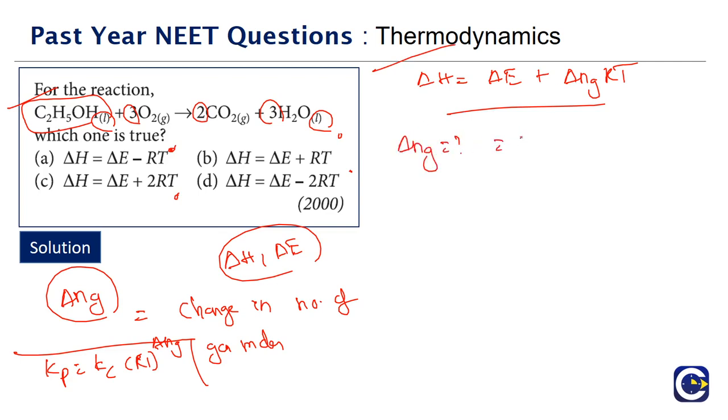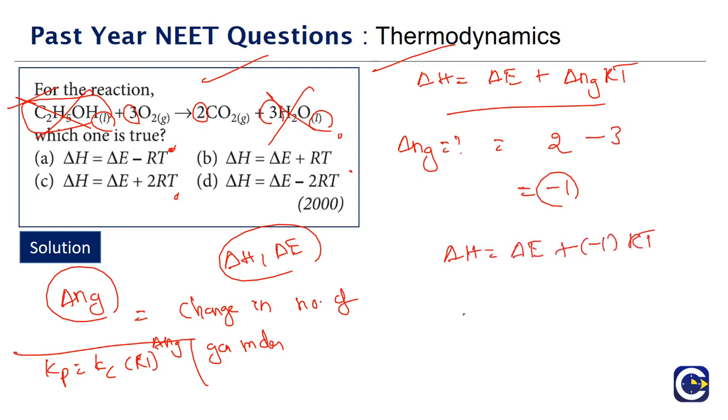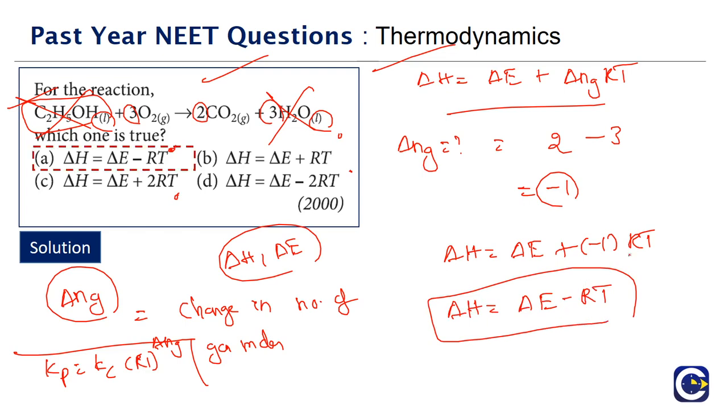What is delta Ng? Change in number of gas moles. Product side, what is the number of gas moles? This is not a gas, this is a liquid. So only carbon dioxide is a gas, so 2 moles. Reactant side, this is not a gas, this is a liquid. So we'll take only oxygen, 3 moles of oxygen. So delta Ng is 2 minus 3, which is -1. So delta H is equal to delta E plus (-1) into RT, which means delta H is equal to delta E minus RT. So what is the correct answer for this? It is option A.